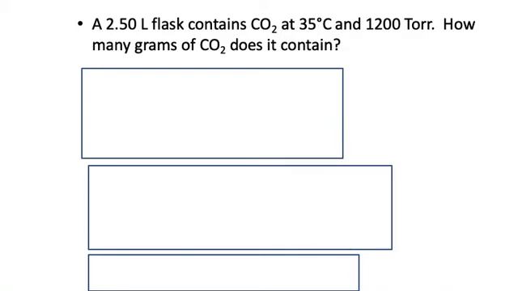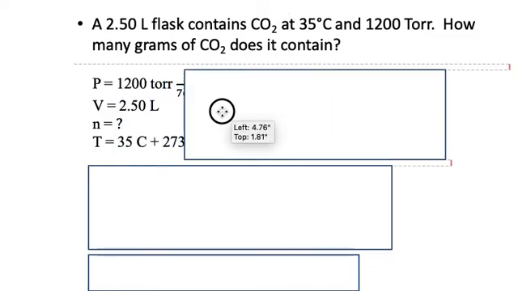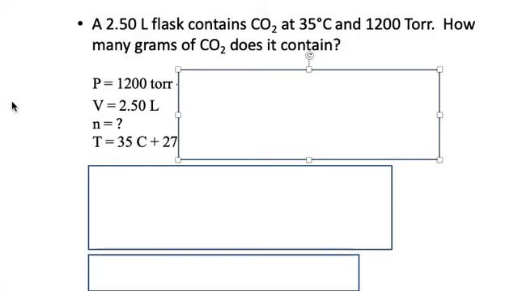So if we have a 2.5 liter flask containing carbon dioxide at 35 degrees Celsius and 1200 torr, how many grams of CO2 does it contain? All right, so same thing I did last time. I'm going to write out what's given in the problem. We were given the pressure, the volume, and the temperature. We're going to try to solve for the number of moles. Again, you can tell it's an ideal gas equation question because we have three of the variables. We're going to solve for the fourth.